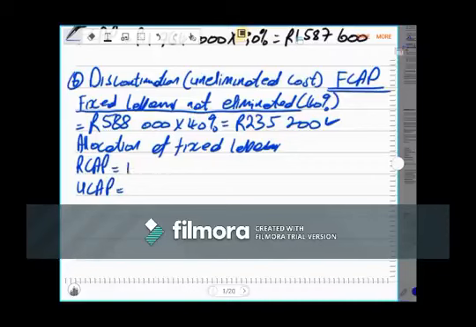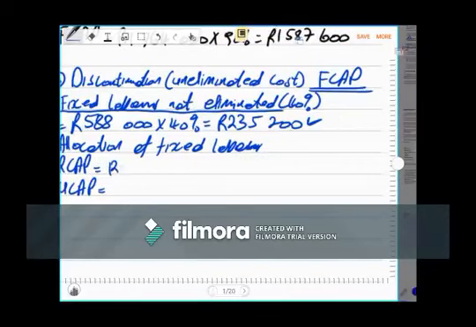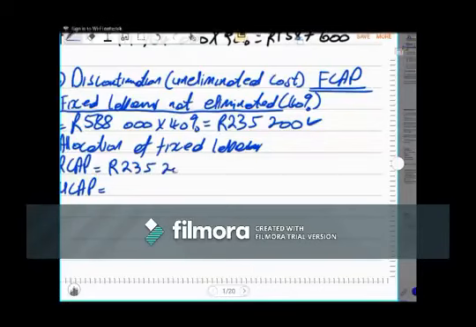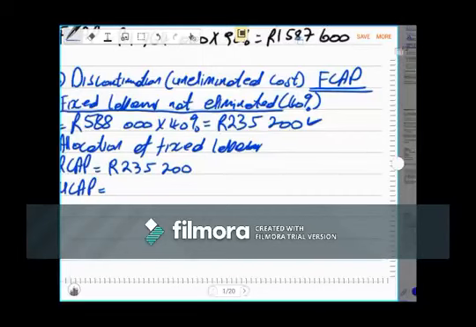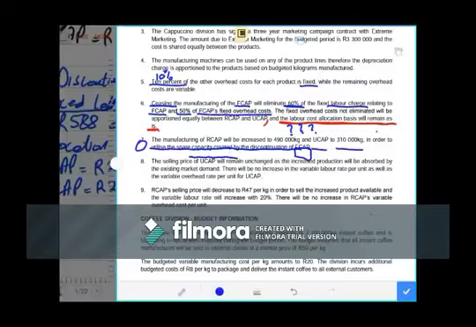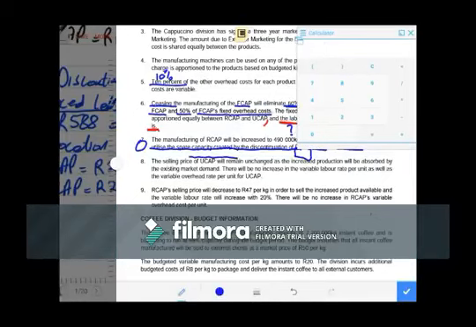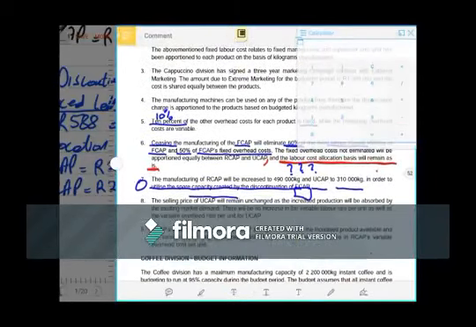Then the allocation will be the amount of 235,200, and this must be in rands. Then also here we'll be allocating the same amount of 235,200. Therefore now we have to divide this by the total, and we multiply this by the total units manufactured for each of the products. Therefore now let us check how much the total of the units manufactured and sold is, based now on this acceptance of the discontinuation.